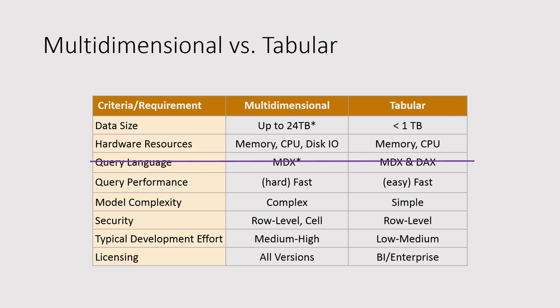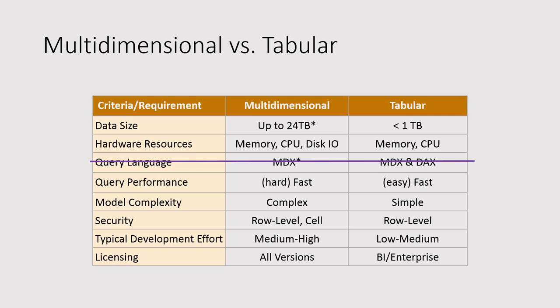They do have large servers. Memory is very cheap, but you're pretty much not going to get a server with over 2 terabytes of RAM. So I say less than 1 terabyte for your model size with Tabular, and that's being pretty generous. You could probably squeeze a little more on a 2 terabyte server, but chances are that's a really expensive server, and 90% of the time you're not going to have it.